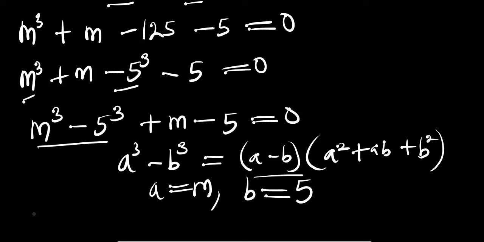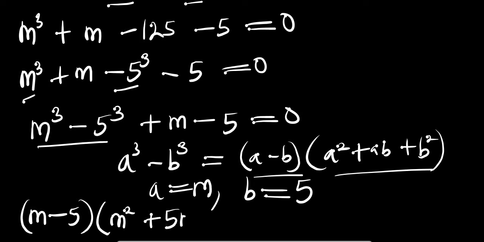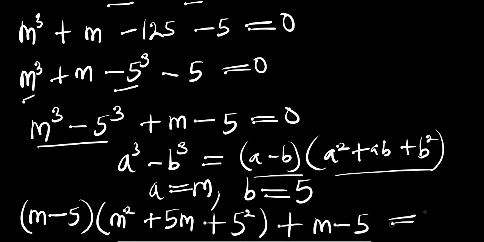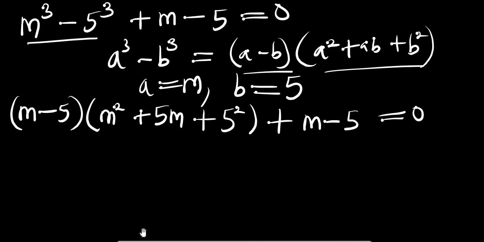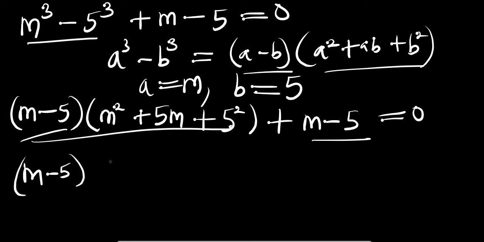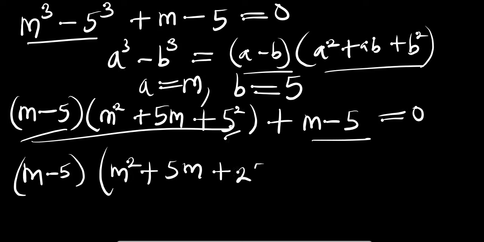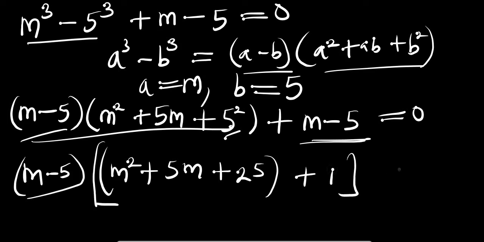So a minus b, we are going to have m minus 5 times m squared plus 5m plus 5 squared, then we have plus m minus 5, and this equals 0. Right now, we have m minus 5 here and m minus 5 here, so we can factor that out. We have m minus 5 times, dividing the whole of this by m minus 5, m squared plus 5m plus 5 squared, which is 25. Then plus, dividing this by m minus 5, we have 1. Let's put this in square brackets, and this equals 0.